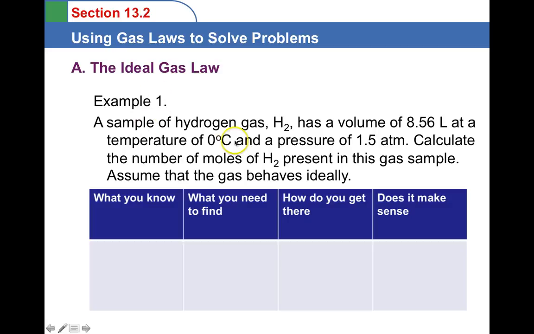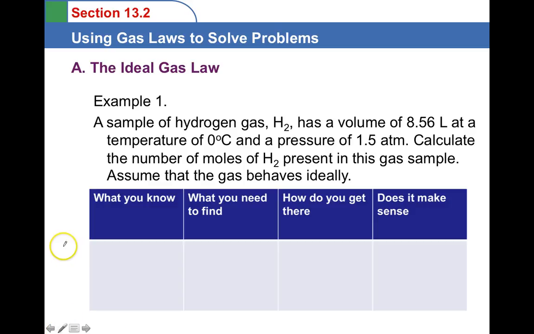A sample of hydrogen gas has a volume of 8.56 liters at a temperature of 0 degrees Celsius and a pressure of 1.5 atmospheres. Calculate the number of moles of hydrogen present in this gas sample. Assume that the gas behaves ideally. For all of the problems you will ever encounter, assume it behaves ideally. You do not have to worry about if it's not.